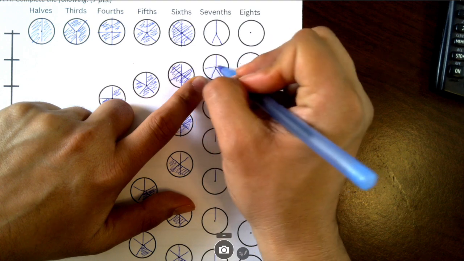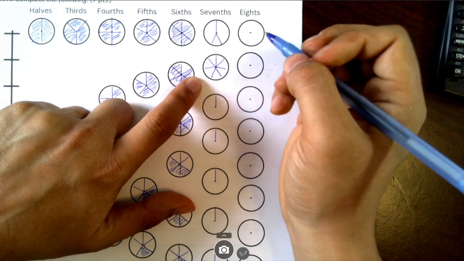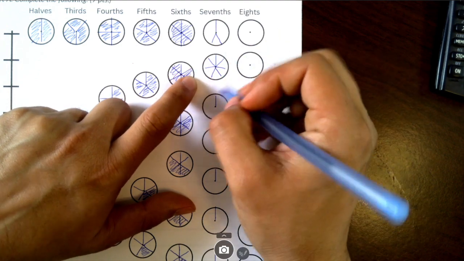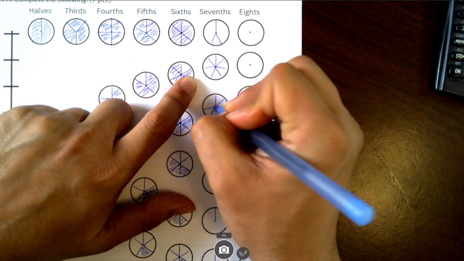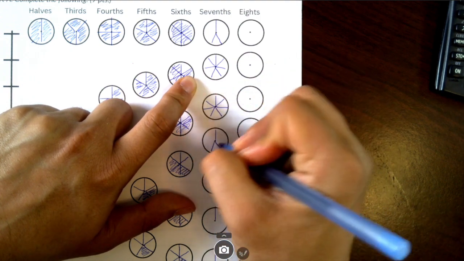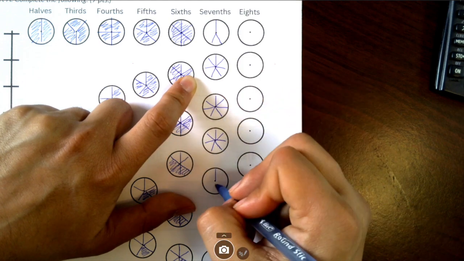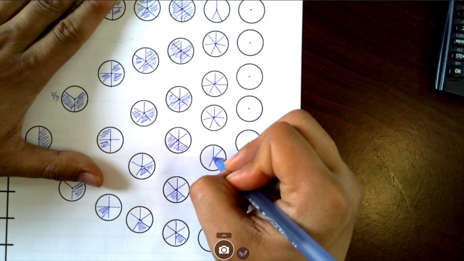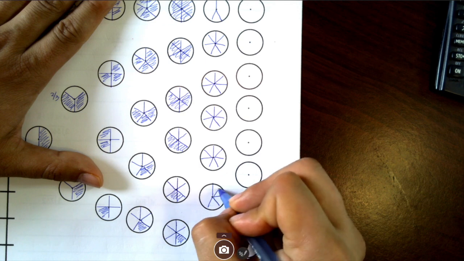1, 2, 3. 1, 2, 3, 4, 5, 6, 7. Okay. 1, 2, 3, 4, 5, 6, 7. So I'm gonna draw like 2 legs and then 1, 2, 1, 2, and so on across all of them.